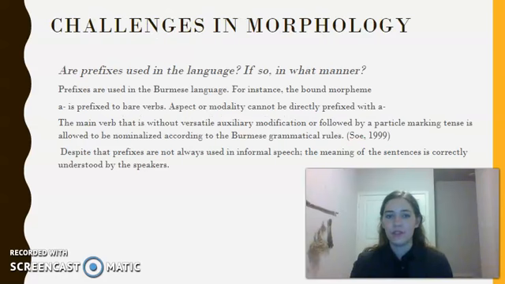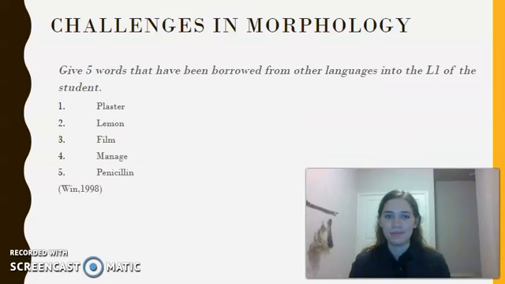There are also a few more challenges in morphology, particularly prefixes. They are used, but the aspect or modality cannot be directly prefixed with the A. The main verb is without versatile auxiliary modification or followed by a particle marking tense that is allowed to be nominalized according to Burmese grammatical rules. We also do have examples of borrowed words.